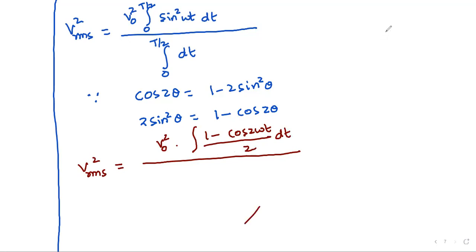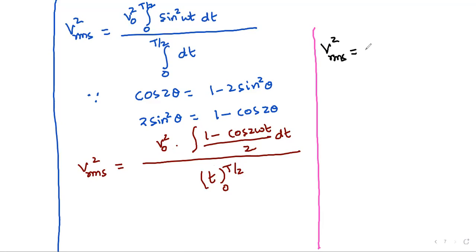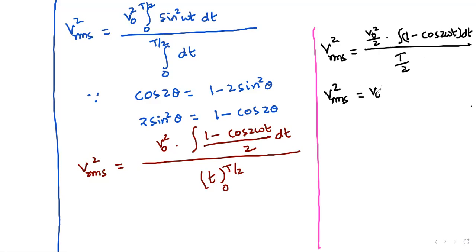In the denominator, if you integrate it, we'll get integral dt means t. Up to here, is it fine? This by 2, I will bring it outside. V RMS square is equal to V naught square by 2 times integral 1 minus cos 2 omega t dt. If you apply limits, t by 2 minus 0, which we get as t by 2. Upon calculation, we'll get V RMS square equal to V naught square by t.